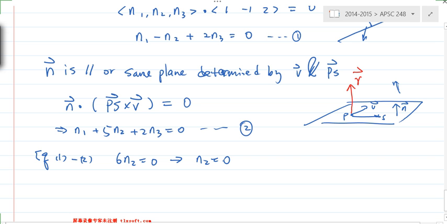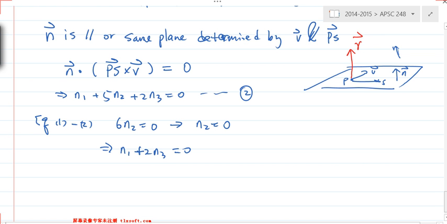Okay. And then you sub the n2 equal to 0 back into equation number 1. And we got n1 plus 2n3 equal to 0. Okay? n1 plus 2n3 equal to 0. So here, what you can do is simply let n1 equal to 2, let's say. But just don't let it equal to 0 though, right? Otherwise you're going to get a 0.